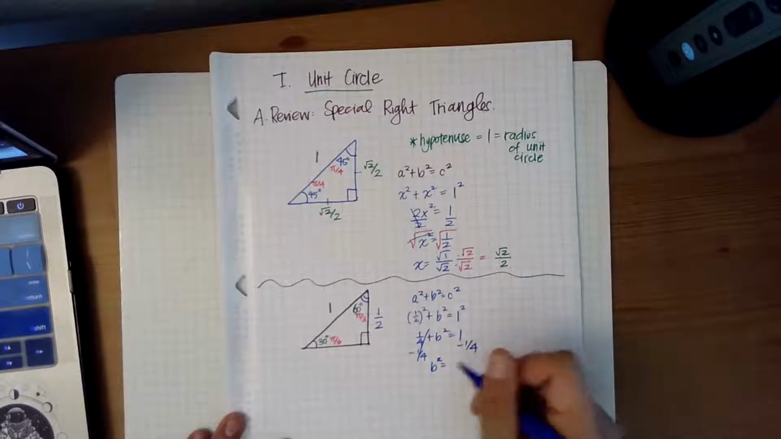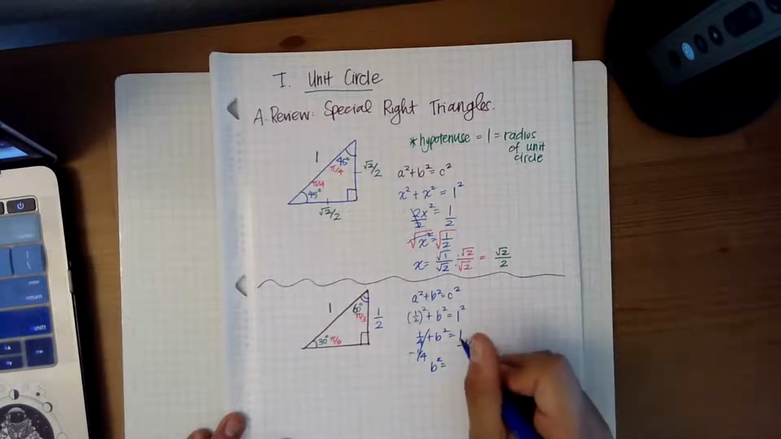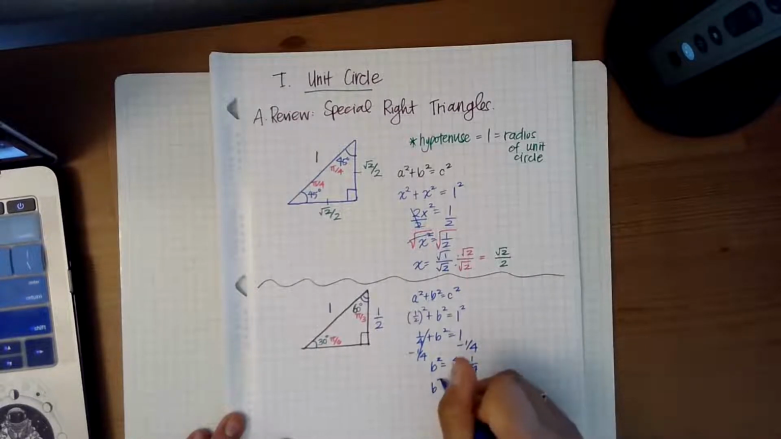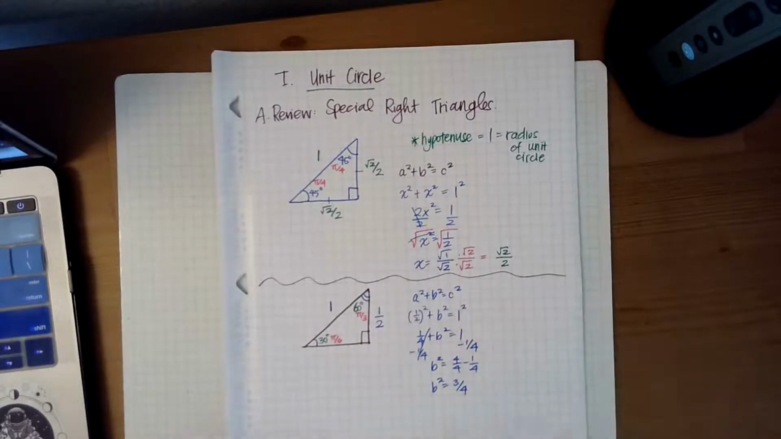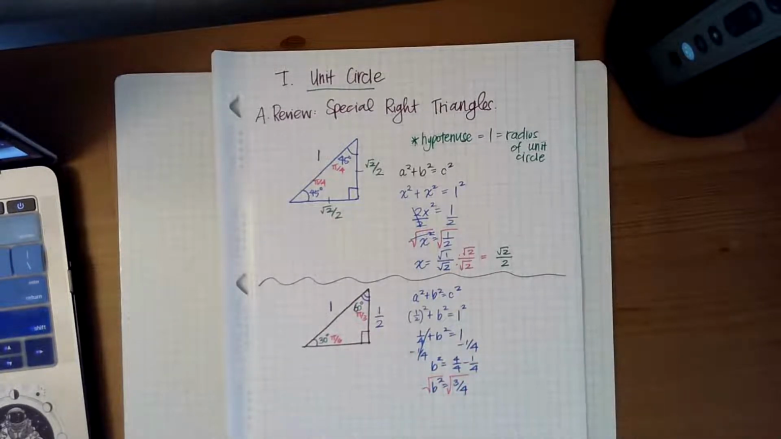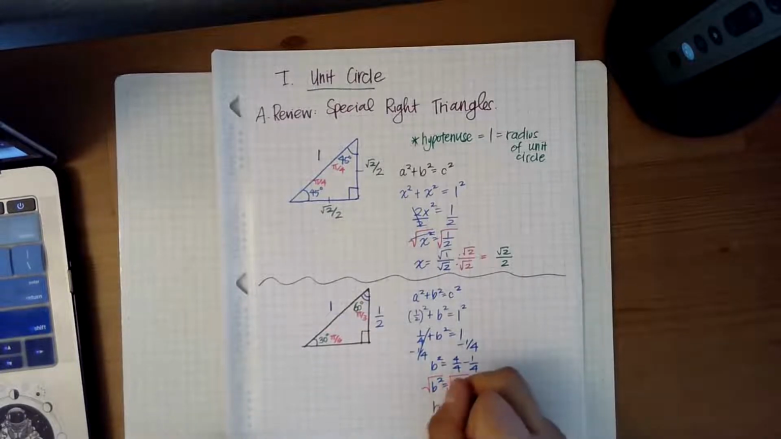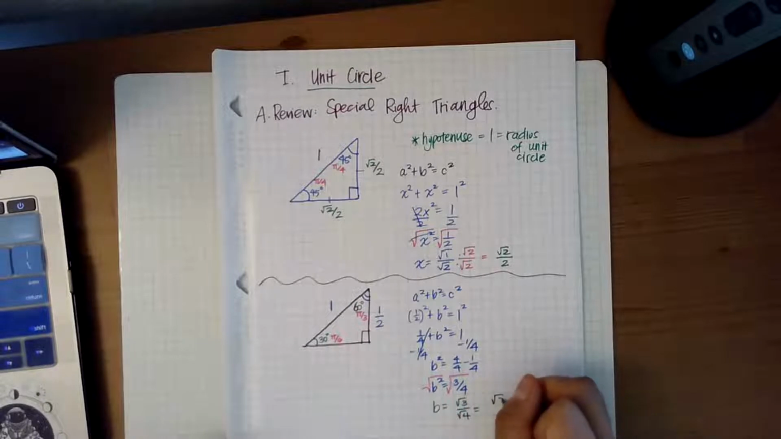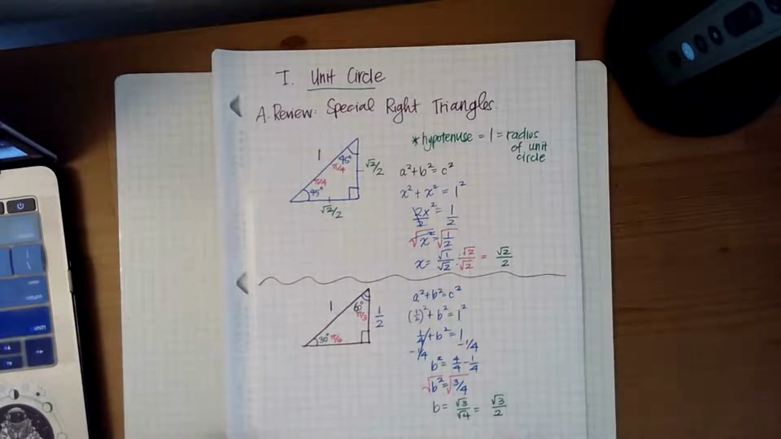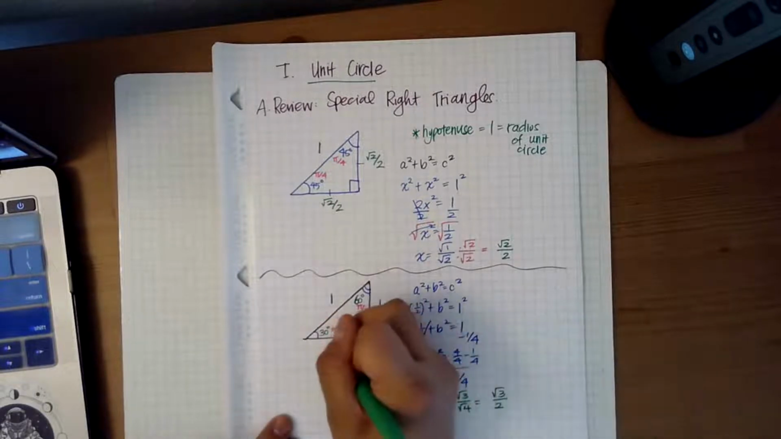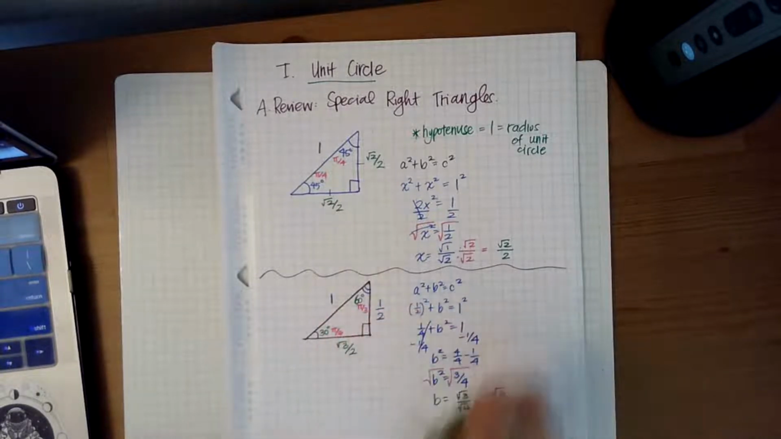B squared gives me, now I'll do this so you can break it down. 1 is the same as 4/4 minus 1/4. So I have b squared is equal to 3/4. Again, I need to make sure that I undo that square, so I'm going to square root both sides. I now have b is equal to radical 3 over radical 4, which is radical 3 over 2. Radical 4 turns into 2. Okay, so right here, radical 3 over 2.